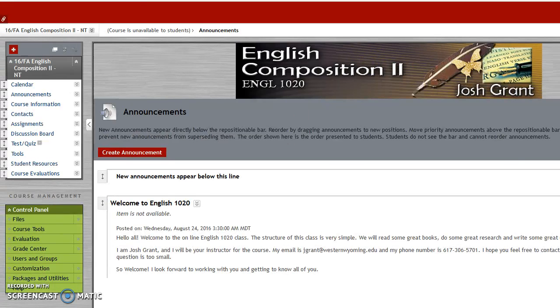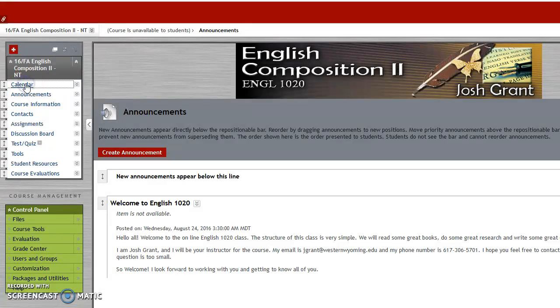The important things to look at here are the calendar, the announcements, the assignments, and the discussion board. Those are going to be the four areas that we're going to be spending our most time. Contacts, I don't know what's going to be in there yet. And the course information, you'll probably just look at that once or twice. There'll be like the syllabus and other stuff. But let's kind of browse through these things.